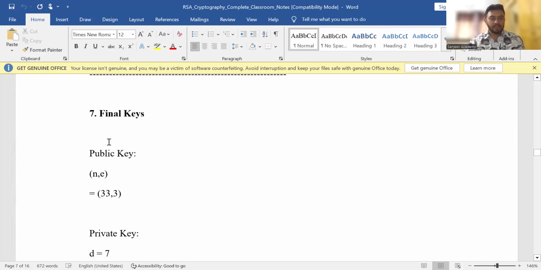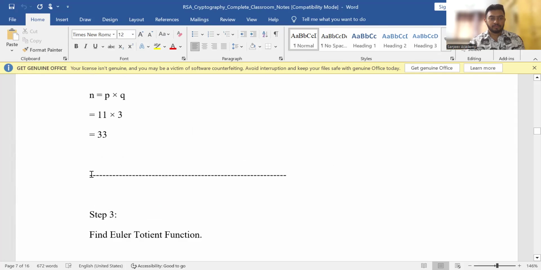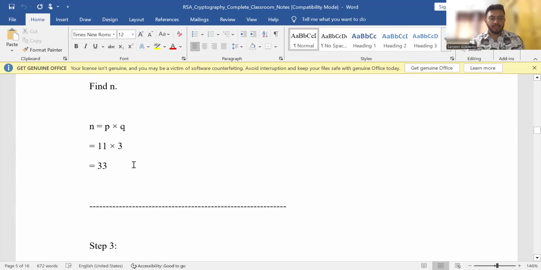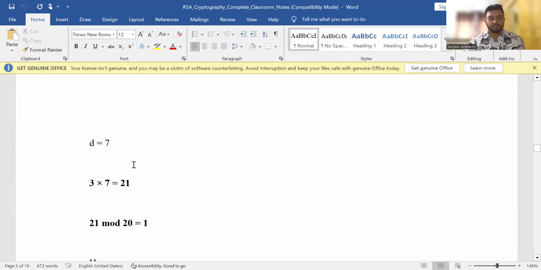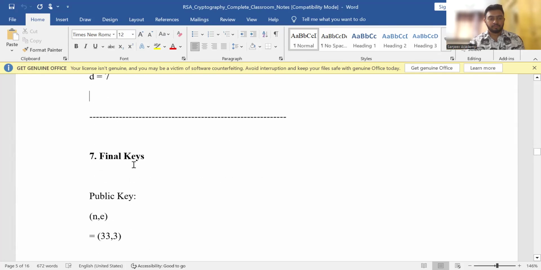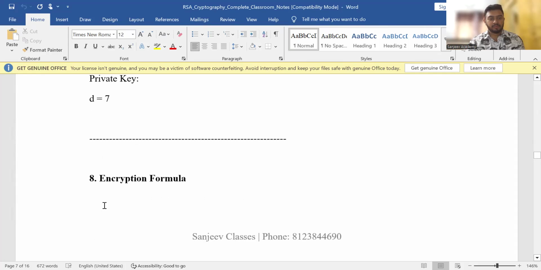Okay, then coming to the final keys. Public key is N and E. E is 3, N is P into Q from the first step, 33. And D is our private key, 7.